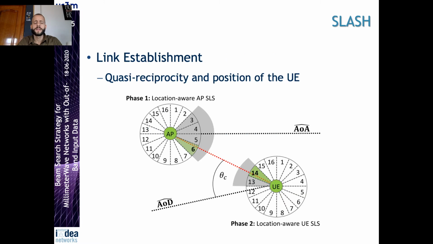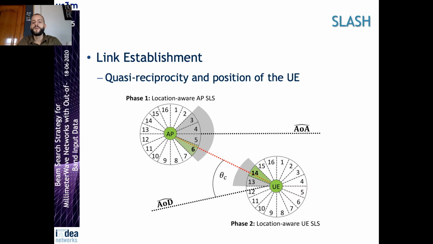Let's go into the details. Here we can see that for link establishment, we start first with the access point SLS as a first step. The access point can use the user estimated direction, as you can see in the black line, the angle of arrival, and then, fixing the angular error of theta of 20 degrees, the angular region of 2 theta is used to find the subset of sectors for the access point SLS. So in this case, instead of using 16 sectors, we are using only 4, 3, 4, 5, and 6.